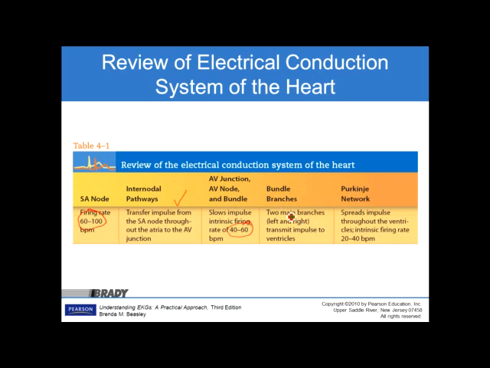The bundle branches separate the electrical stimulus into left and right sides and allow it to continue on to the Purkinje network. The Purkinje network spreads the electrical stimulus to the actual ventricular muscle itself. It has an intrinsic rate as well that is 20 to 40 beats per minute. So I cannot express how important it is at this point to identify the intrinsic rates of each one of these sites. Again, SA nodal rate 60 to 100 beats per minute, AV nodal rate 40 to 60 beats per minute, and Purkinje network or ventricular muscle rate 20 to 40 beats per minute.